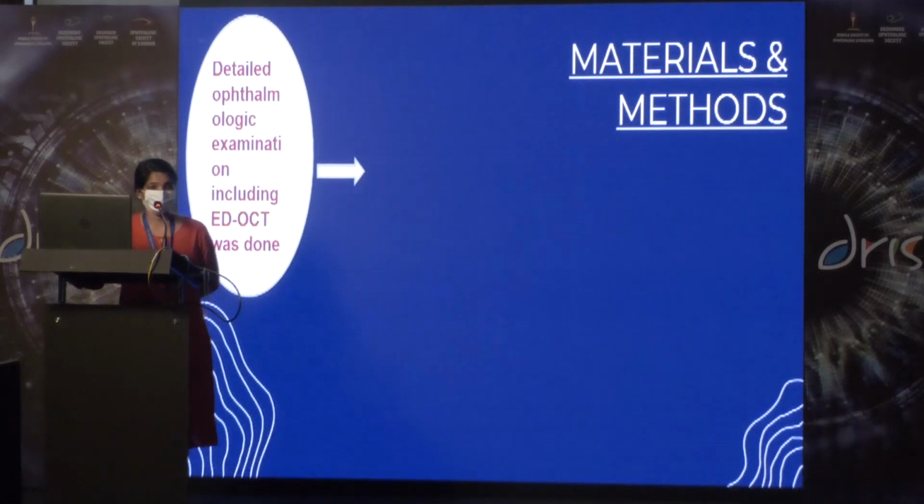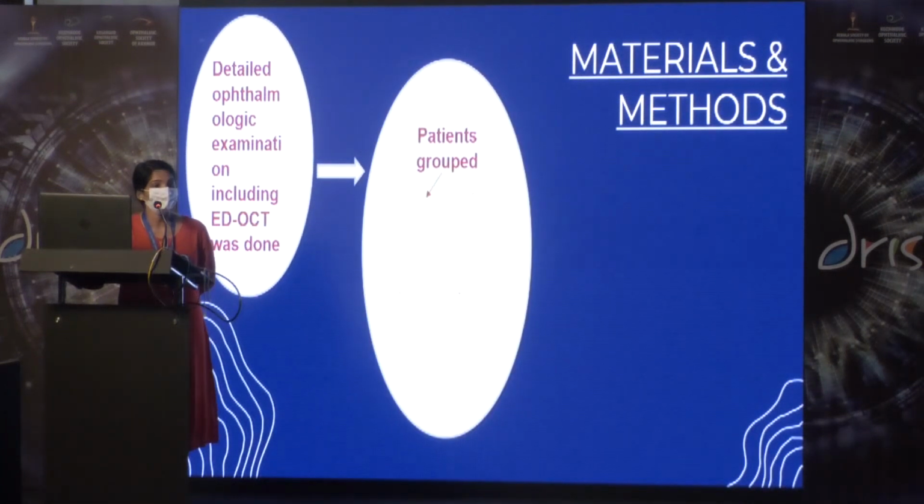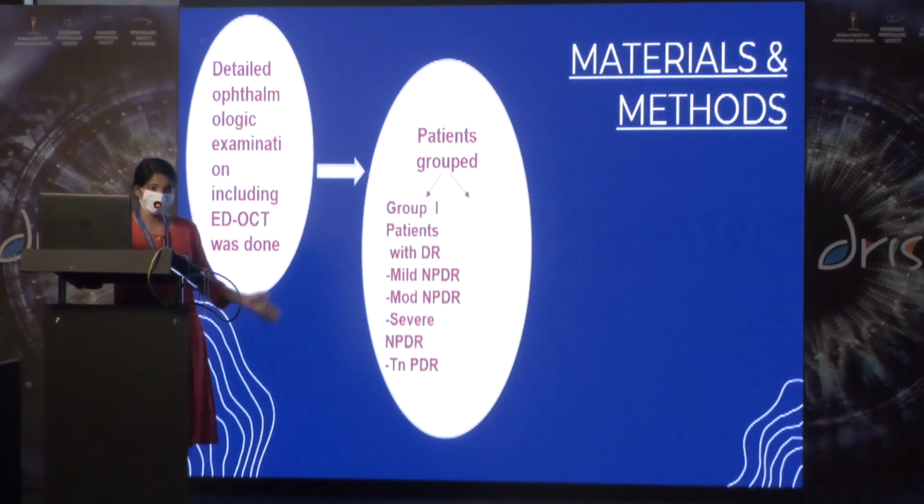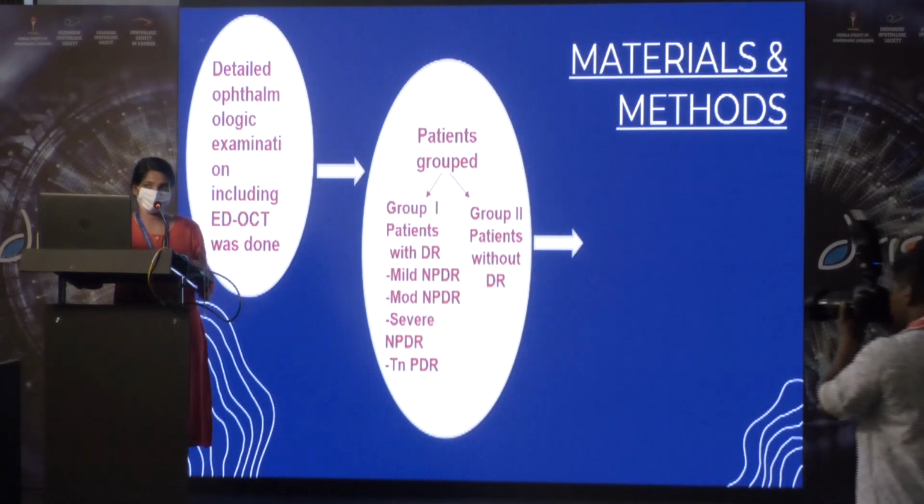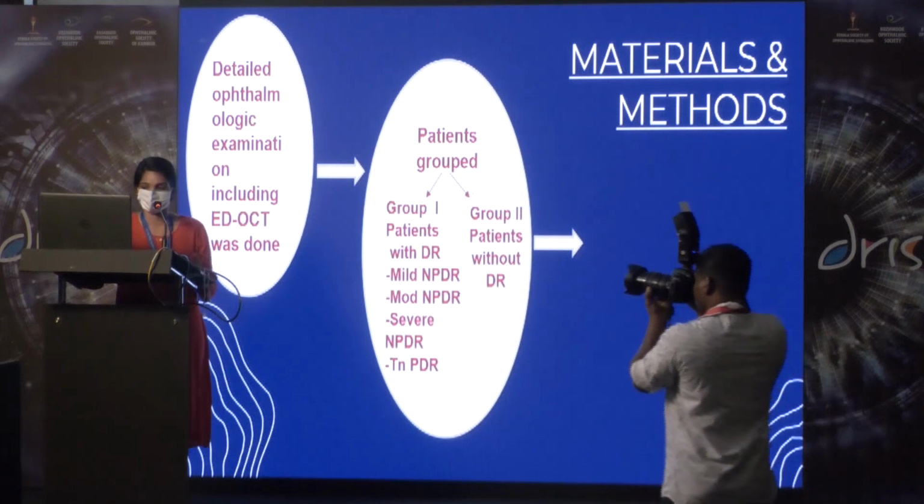And detailed ophthalmological examination was done for every patient, including an extended depth OCT, and patients were grouped into group 1 with diabetic retinopathy and group 2 without diabetic retinopathy. And again, this group 1 with diabetic retinopathy was divided according to the severity of the disease.